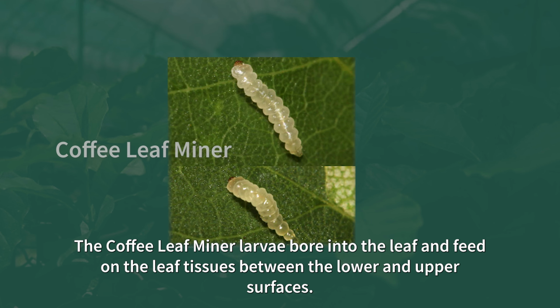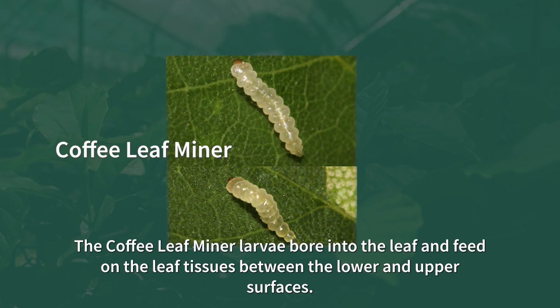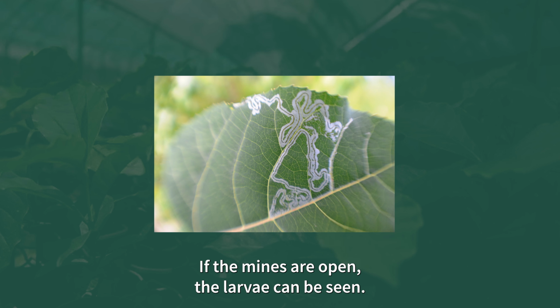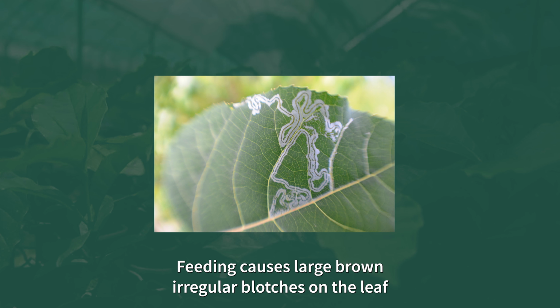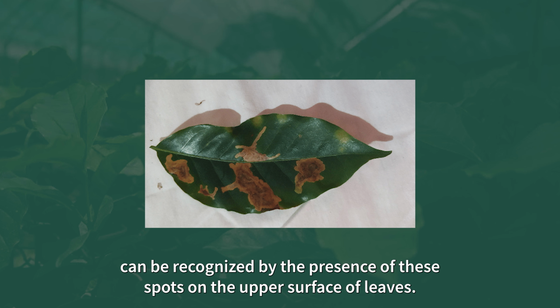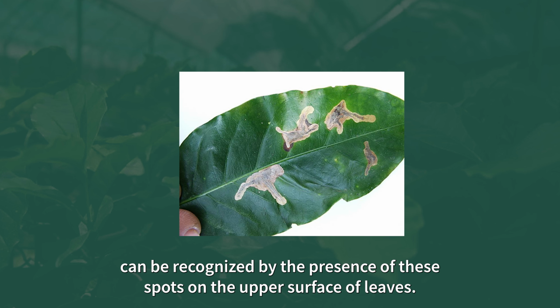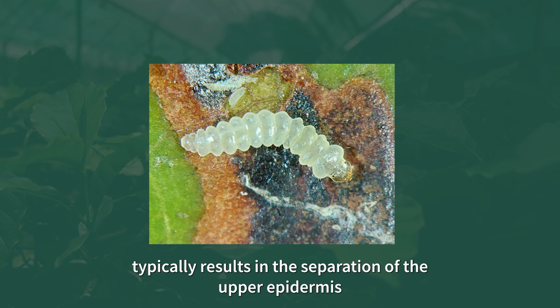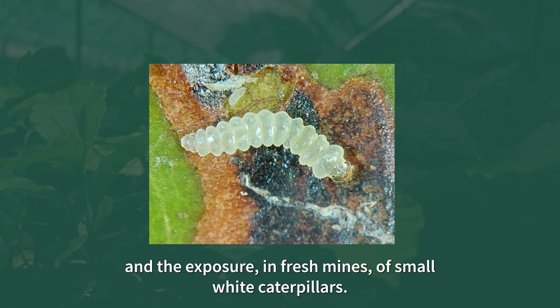The coffee leaf miner larvae bore into the leaf and feed on leaf tissues between the lower and upper surfaces. If the mines are open, the larvae can be seen. Feeding causes large brown irregular blotches on the leaf, leading to premature shedding of leaves, and infested leaves can be recognized by the presence of these spots on the upper surface of the leaves. Rubbing the spot or bending the leaf across the spot typically results in separation of the epidermis and the exposure in fresh mines of small white caterpillars.